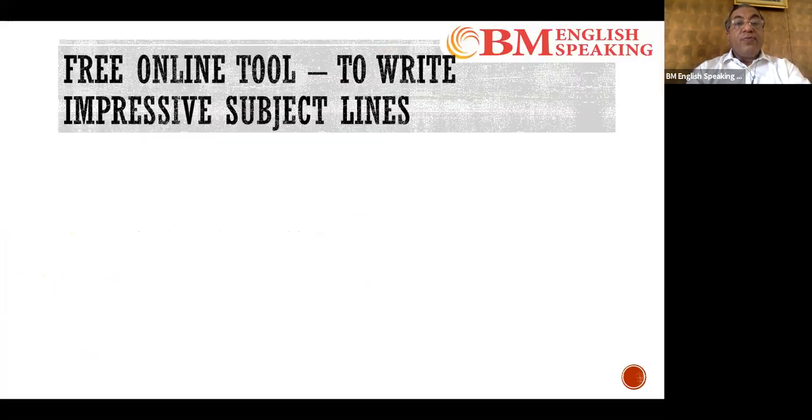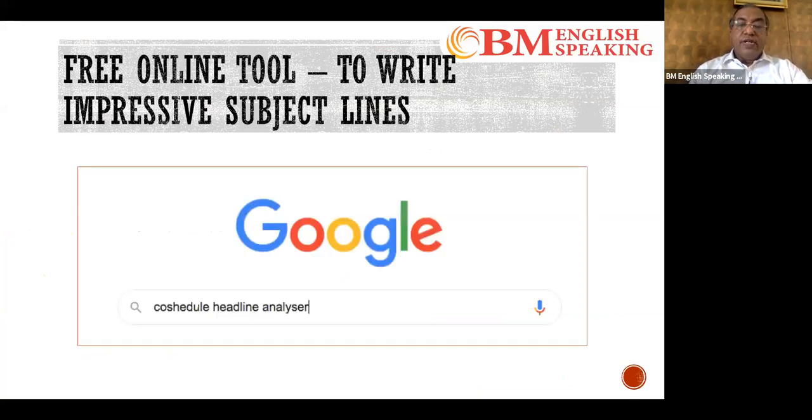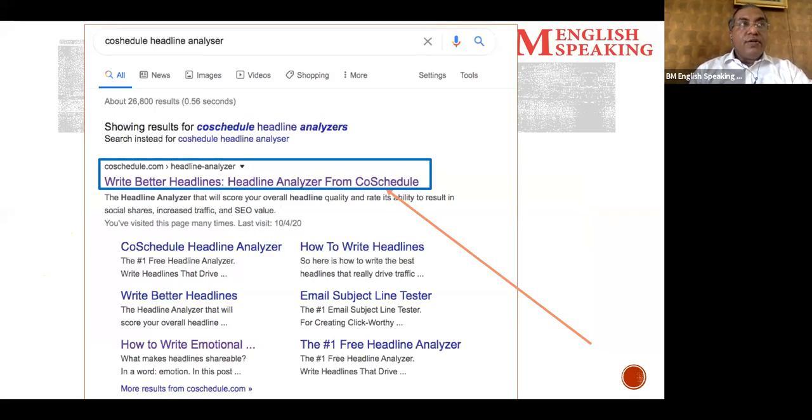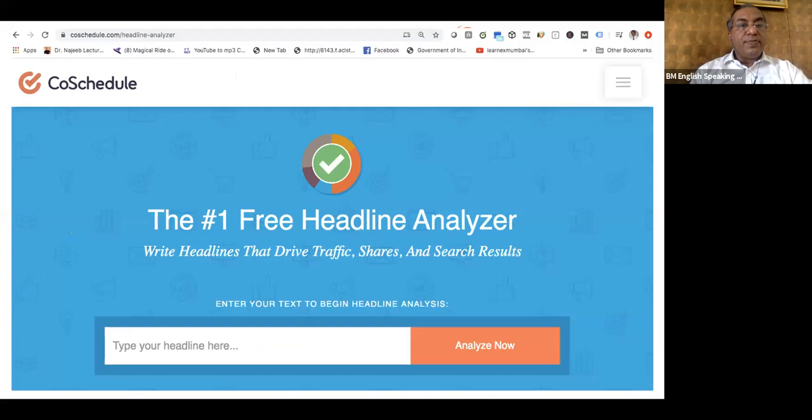Okay, now I'm going to share with you a very interesting free online tool which will help you to write impressive subject lines. Are you ready? Here it goes. So go to Google, type CoSchedule Headline Analyzer. Write down the name of this tool, CoSchedule Headline Analyzer. Now Google will show you the headline analyzer link. There you click on the link and you'll come to this page. The URL reads coschedule.com/headline-analyzer.